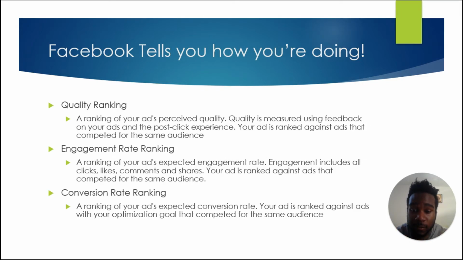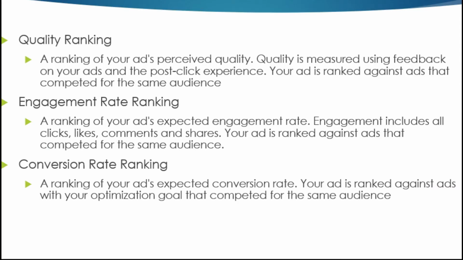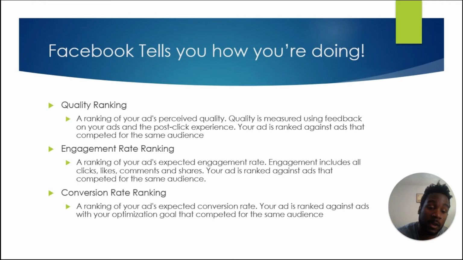And lastly, conversion rate rankings, which is a ranking of your ad's expected conversion rate. Your ad is ranked against ads with your optimization goal that competed for the same audience. So again, if you're doing lead generation, are you getting leads? If you're doing conversions, are you actually getting the conversion that you specified on Facebook? So all these rankings go together. They'll tell you if you're above average, average, or below average. And if you're at the below average or even average level, you want to be at that above average level, so that way you know that your ads are showing, and so that way you know you're getting the best price for your ads.